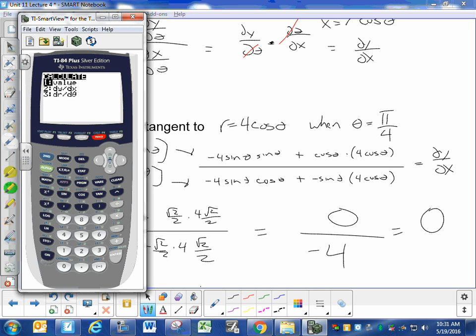Okay, so you could calculate a value. So if you press value, it's just like trace. You would plug in a theta measurement, and you would find the x and y coordinates. I believe value might give you the r. No, they give you the x's and the y's. If you go to table, it finds you your r. You can also find dr d theta, which is just r prime.